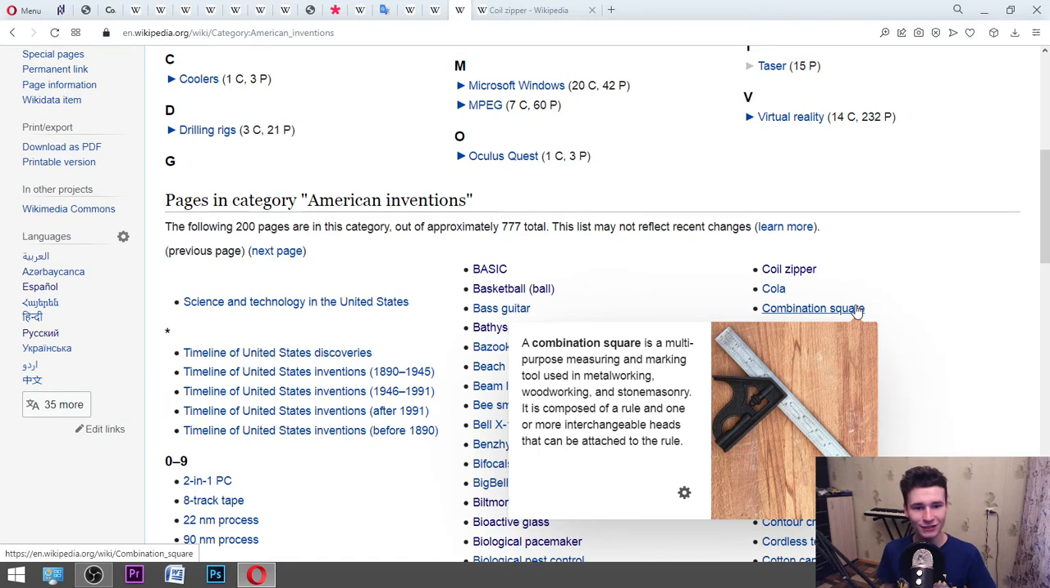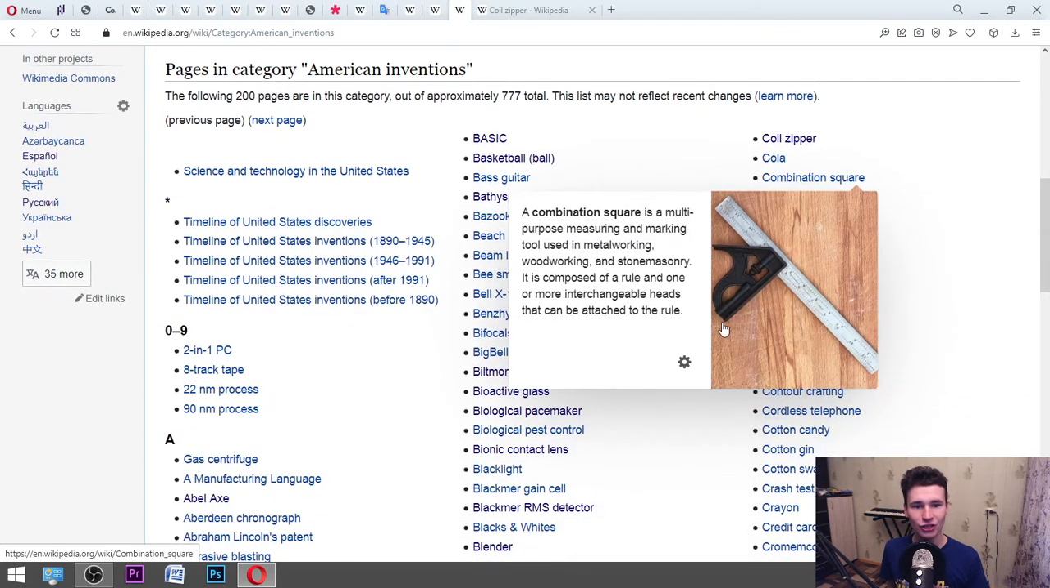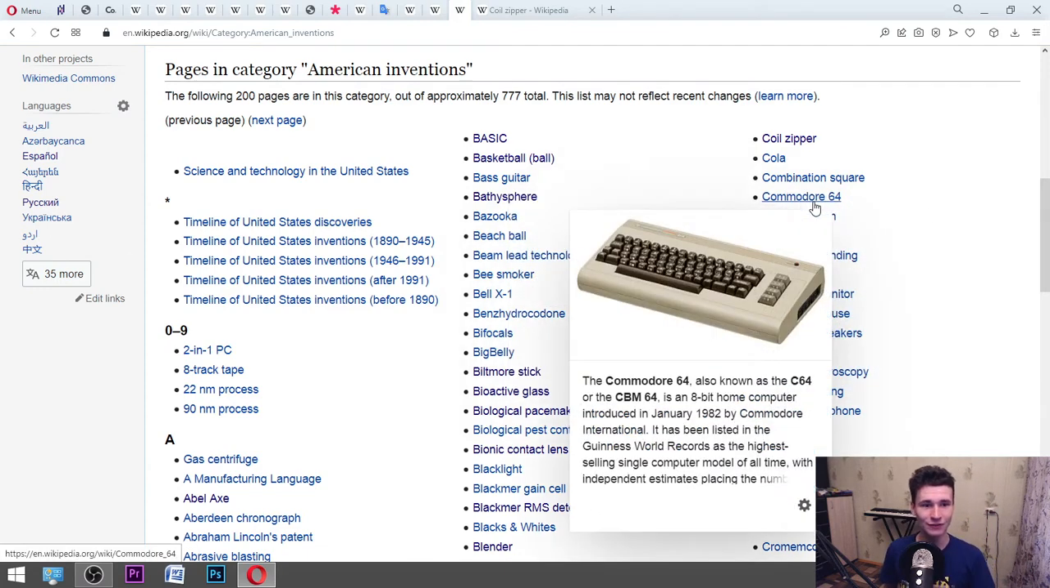And combination square is a multi-purpose measuring and marking tool used in metal working, woodworking, and stone masonry. It is composed of a rule and one or more interchangeable heads that can be attached to the rule. A combination square. Okay, it is a square that we use. In Russia, we sometimes have them, actually. And yes, we use them. It is kind of this shape. Yes, we use it. And it could be movable also if we wanted.